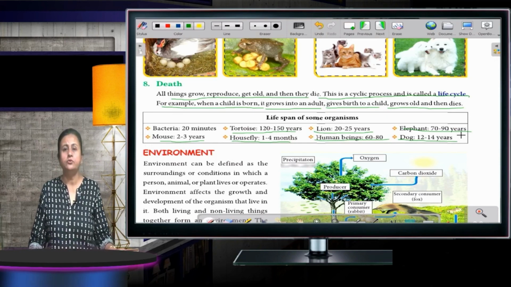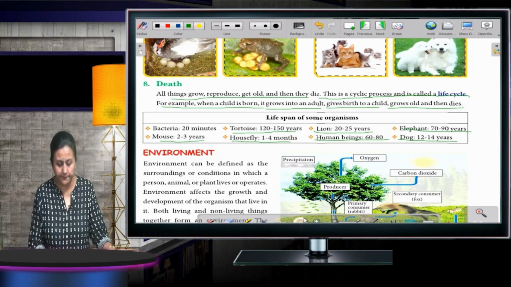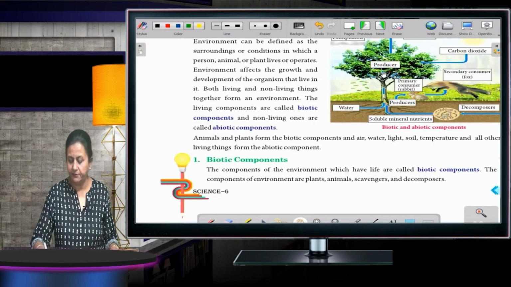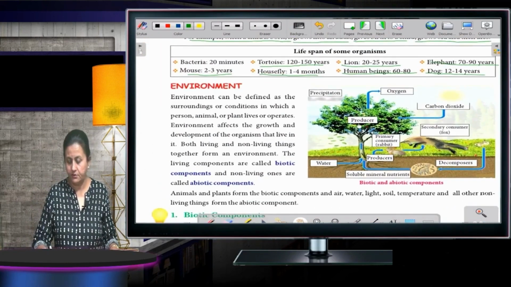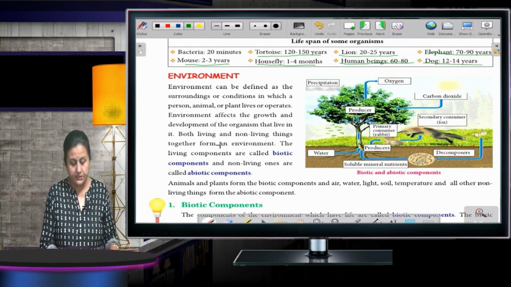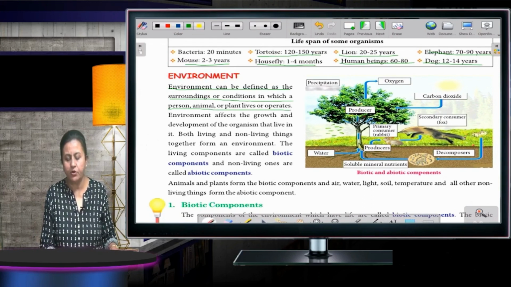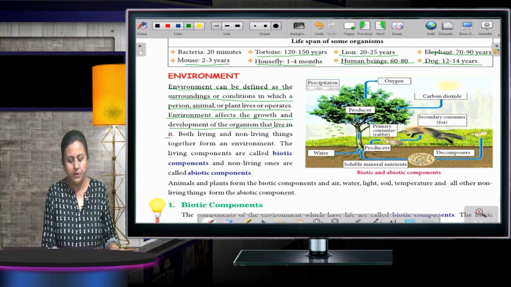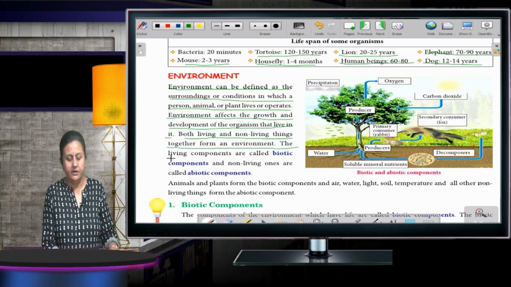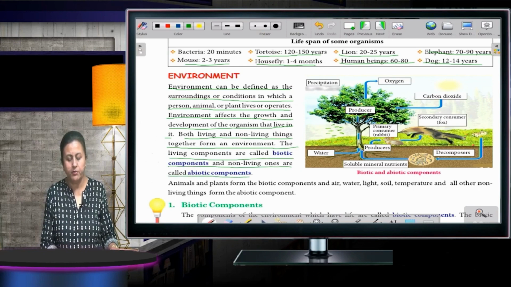Okay, now we are going to talk about environment. Next topic is environment. Environment can be defined as the surroundings or conditions in which a person, animal, or plant lives or operates. Environment affects the growth and development of organisms that live in it. Both living and non-living things together form an environment. The living components are called biotic components and non-living things are called abiotic components.